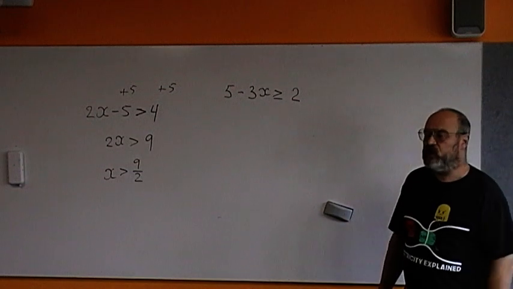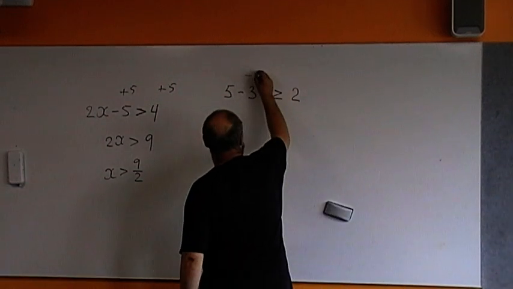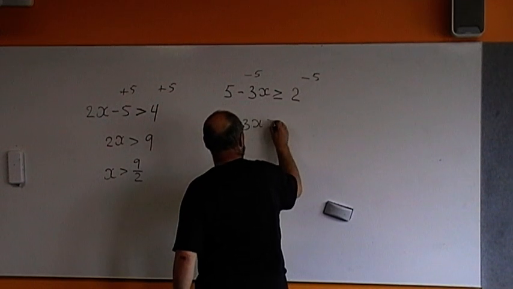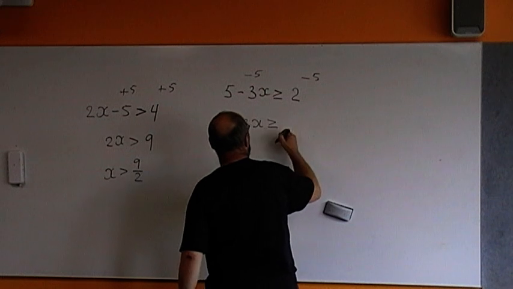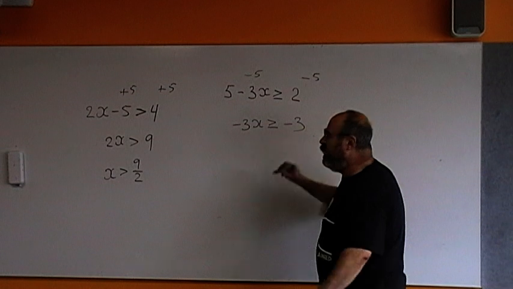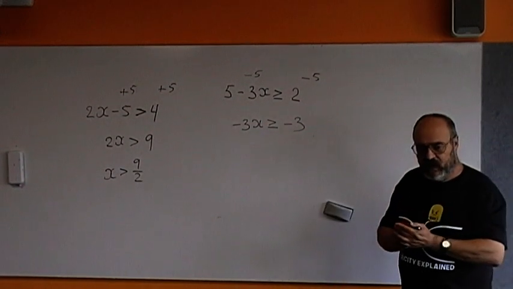What should be the first step? Minus 5, same as we had before. Plus 5. So we get negative 3x greater or equal to 2 minus 5, negative 3. So x equals 1. Now, what's the next step? x plus 3, x is greater than 0.